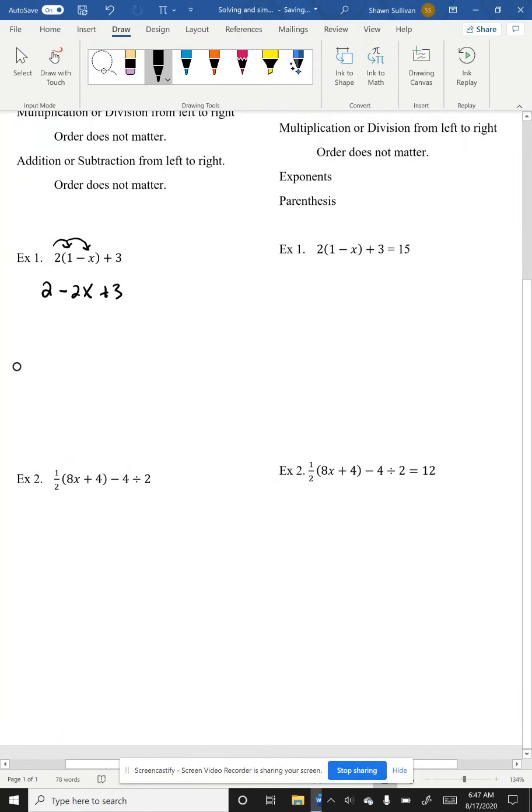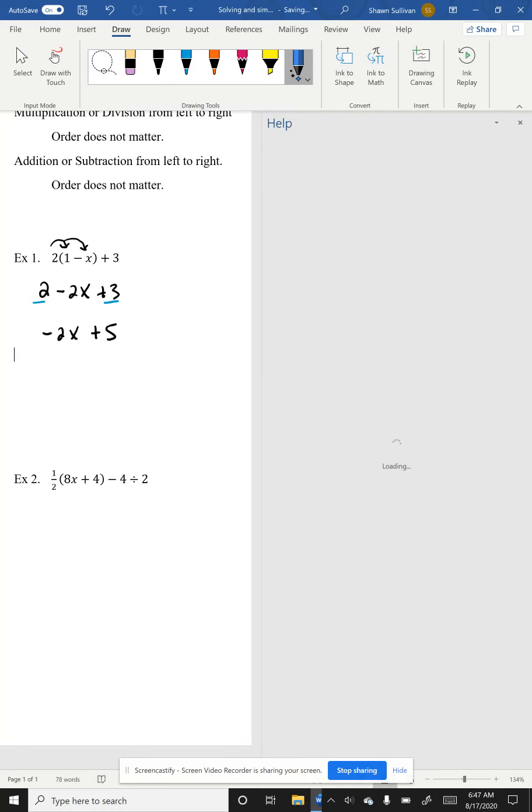So we have taken care of our multiplication, and now we're going to go from left to right, and we're going to do addition or subtraction. So moving right along, we have this negative 2x, but there's no other terms that have an x, so we can't do anything with it. So what we need to do is we need to combine our 2 and our 3. So we have 2 plus 3 is 5, so we have negative 2x plus 5, and this is done. We can't do anything else.